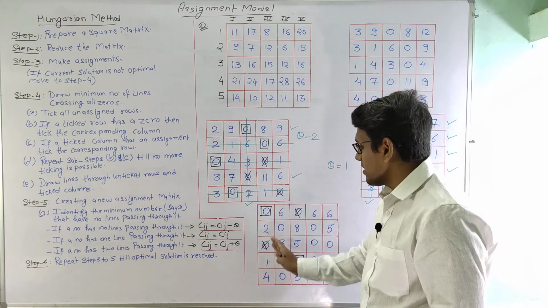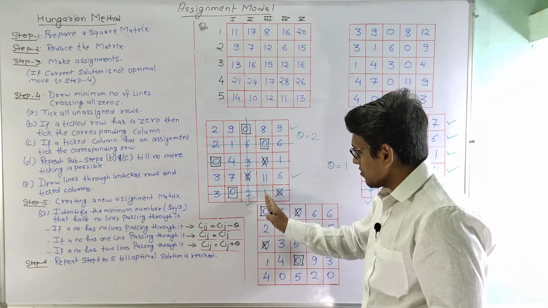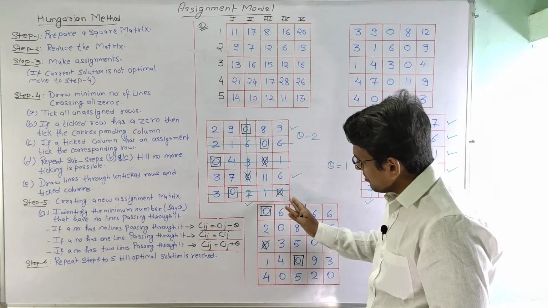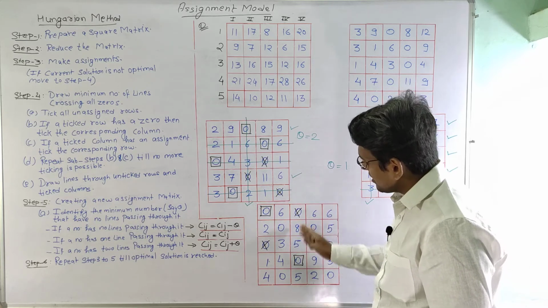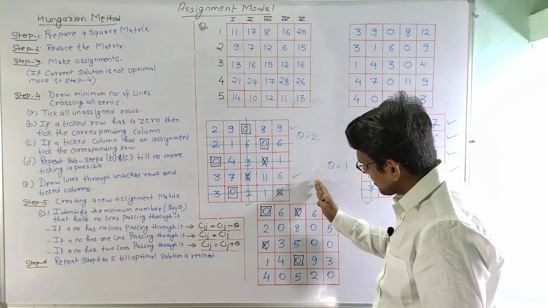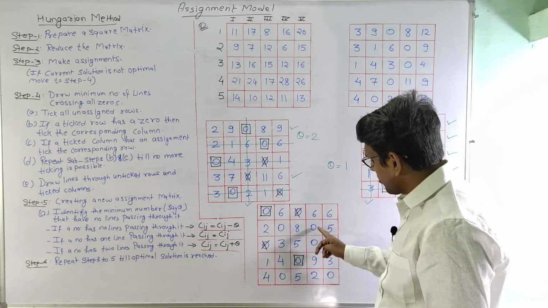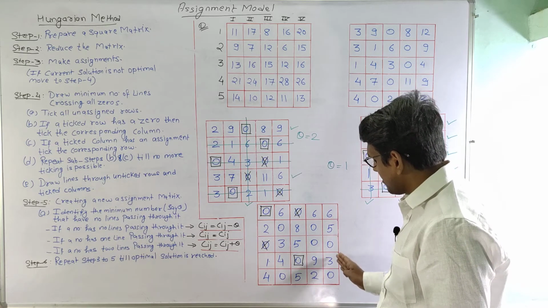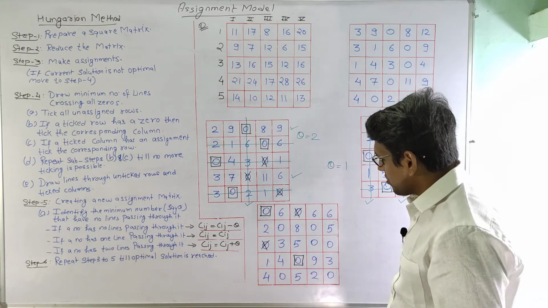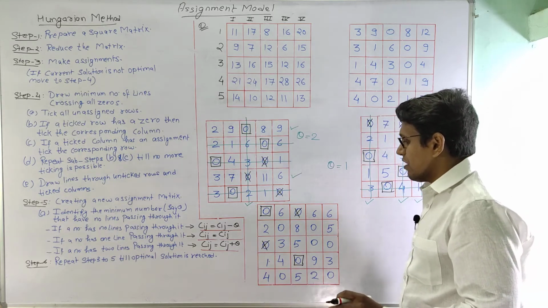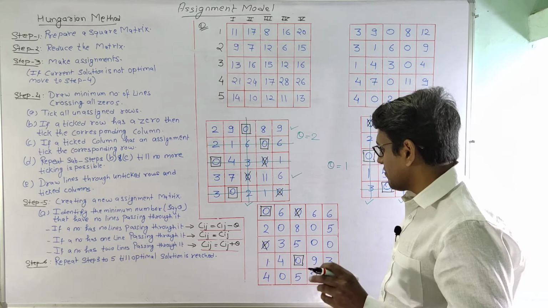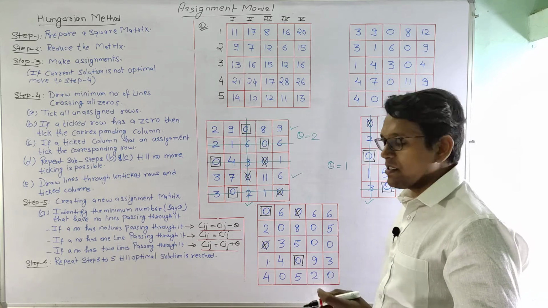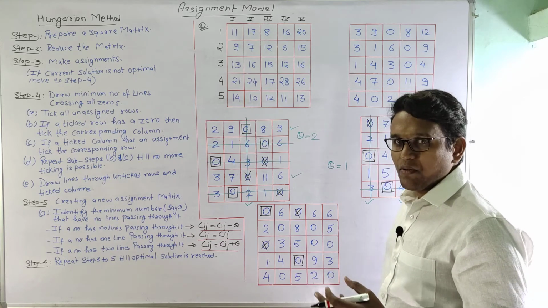Now again we will see column wise. Column 1 has an assignment, so we will skip. Column 2 has more than one 0, so we will skip. Column 3 has one assignment, so we will skip. Column 4 has more than one 0 and column 5 has more than one 0. So again we have a situation where row wise and column wise there are more than one zeros in each row and in each column. So we are unable to assign here.